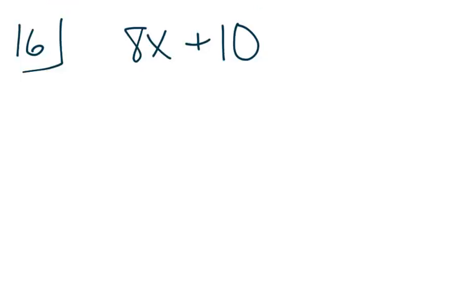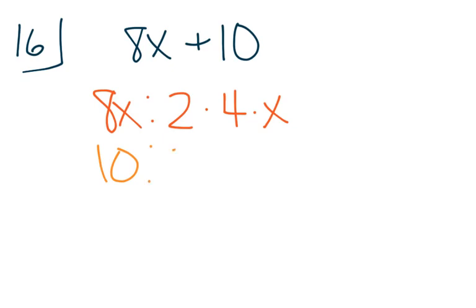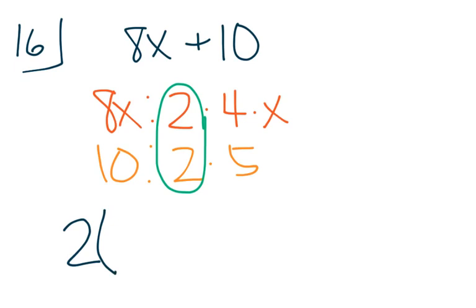Okay, so for number 16, we want to factor each polynomial. So we start off by looking for the greatest common divisor. So 8x is 2 times 4 times x, and 10 is 2 times 5. If we look for what they have in common, they both have a 2 in common. So you're going to write that first. So you're going to write 2 parentheses, and then you're going to look for the rest.